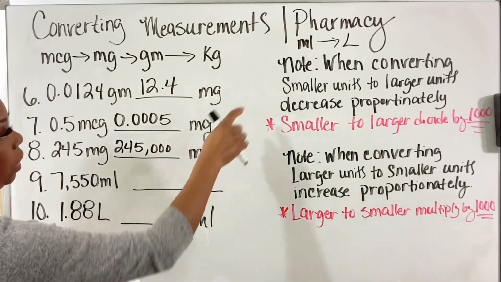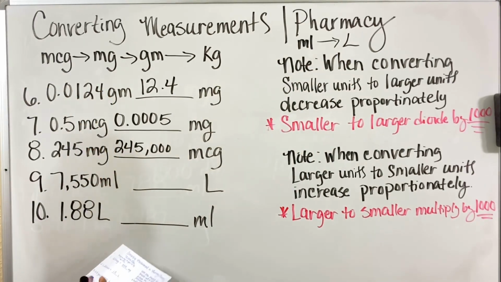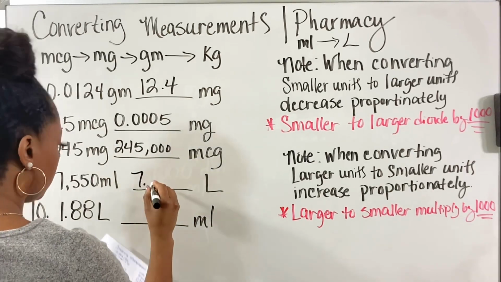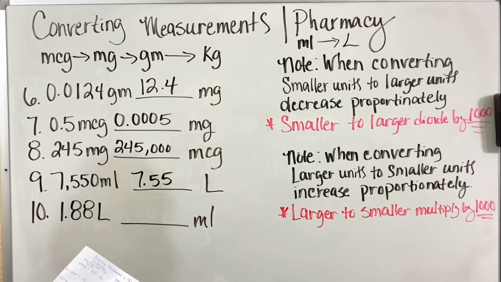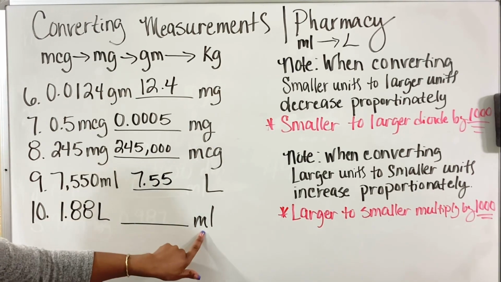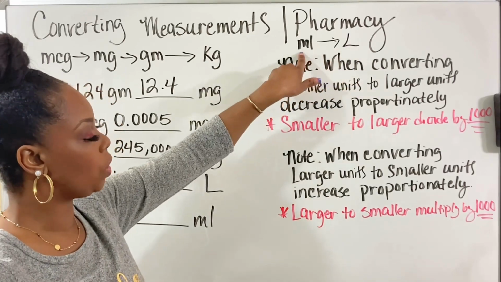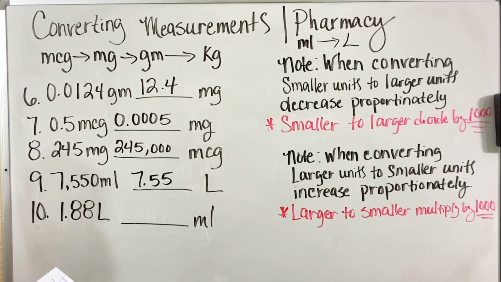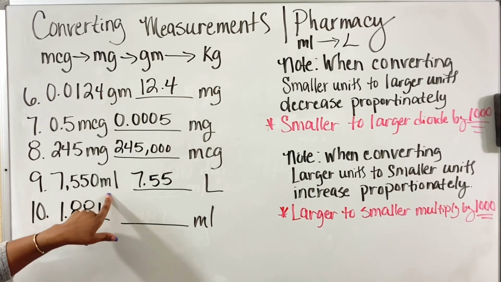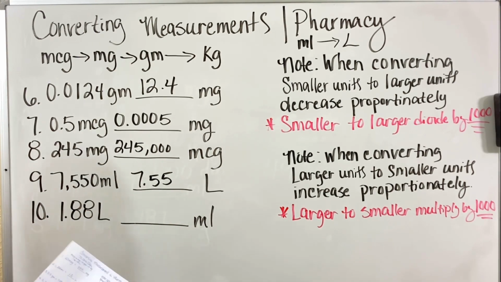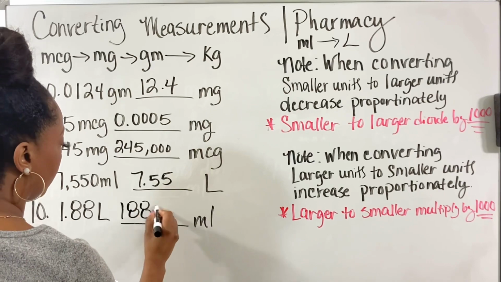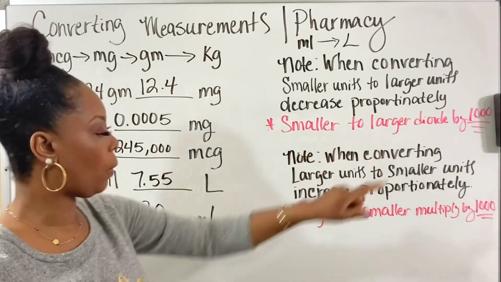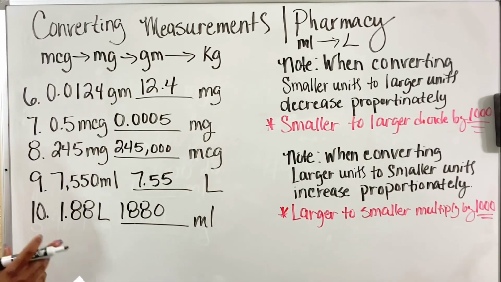Okay, milliliters to liters, so smaller to larger. So we're going to divide by 1,000. That's going to give us 7.55 liters. Now we're going larger to smaller, a larger unit to a smaller unit. So we're going to multiply by 1,000. So number 10 is going to be 1,880 milliliters. This one is smaller to larger, so we're going to divide by 1,000.